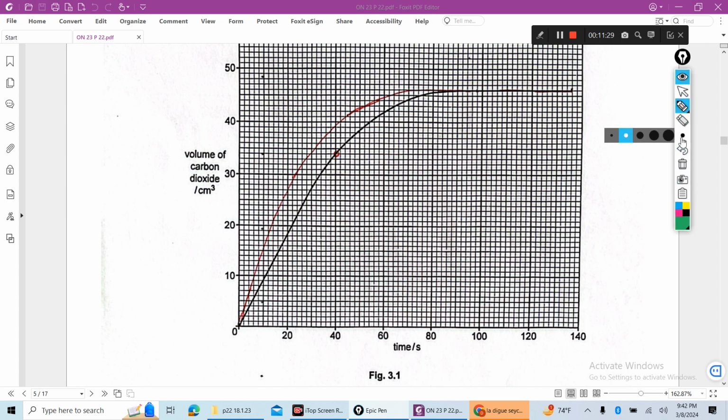So 40 seconds is this. You will read this point. So the 34 value is just from here. The volume of carbon dioxide is 34.